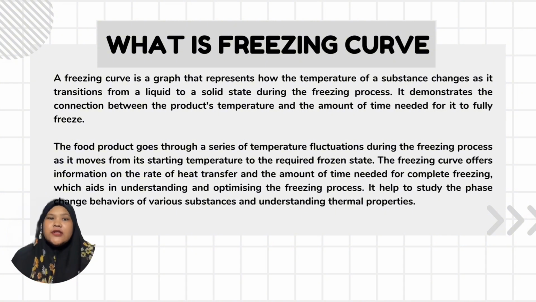A freezing curve is a graph that represents how the temperature of a substance changes as it transitions from a liquid to a solid state during the freezing process. It demonstrates the connection between the product temperature and the amount of time needed for it to fully freeze. The food product goes through a series of temperature fluctuations during the freezing process as it moves from its starting temperature to the required frozen state.